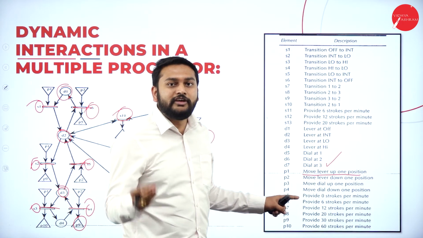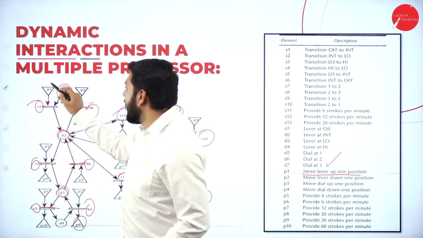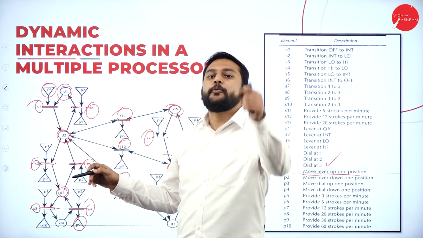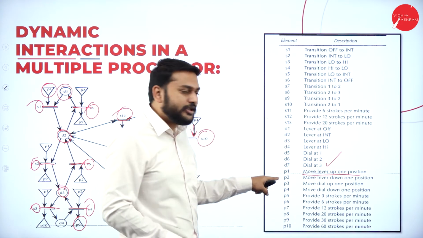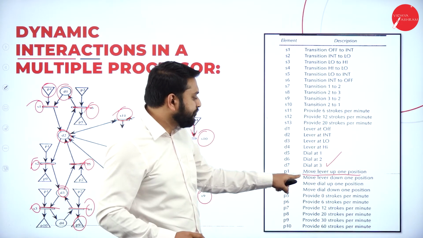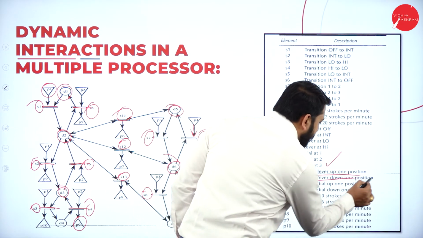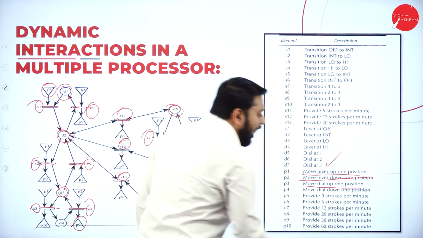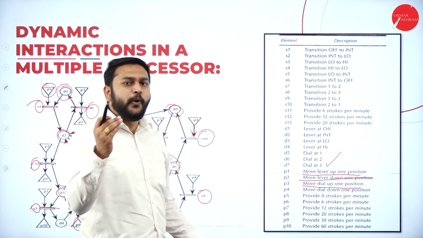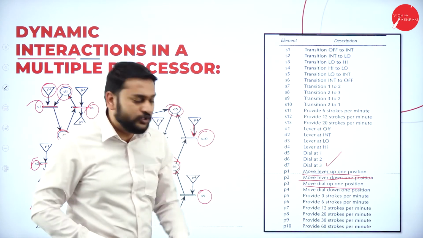P1 in the sense, lever up one position. So here I'm giving the input. I'm moving the lever up one position. That's what you need to remember. When it comes to P2, move the lever down one position. And P3, move the dial up one position. So these are the port inputs you need to remember.